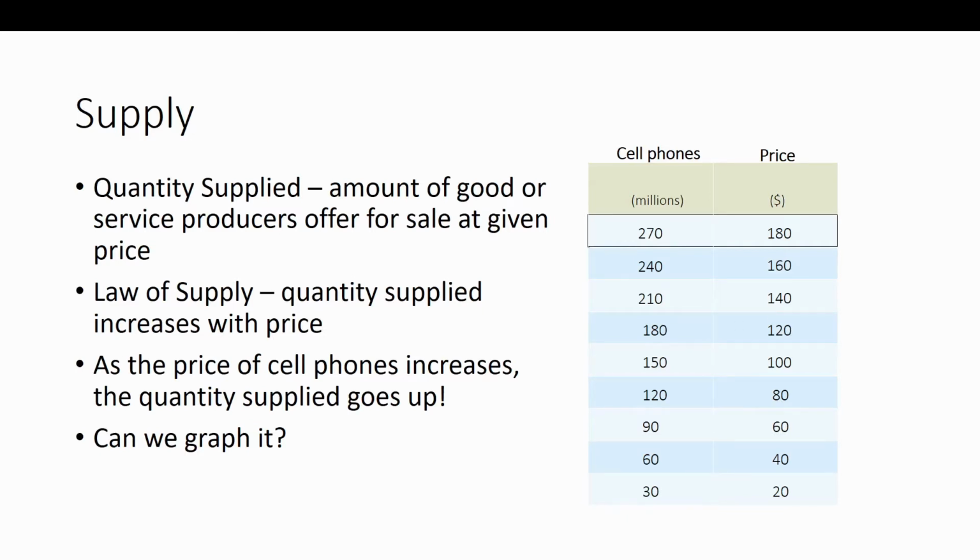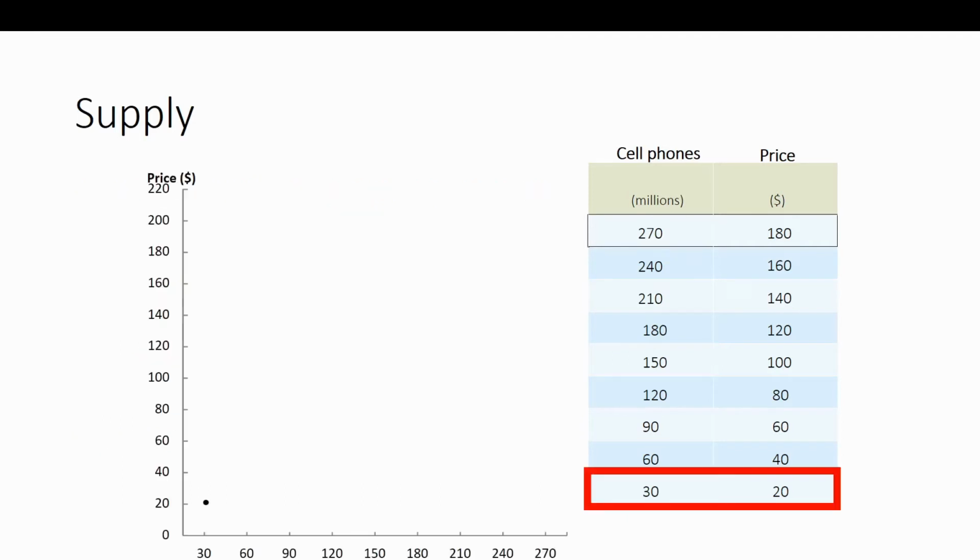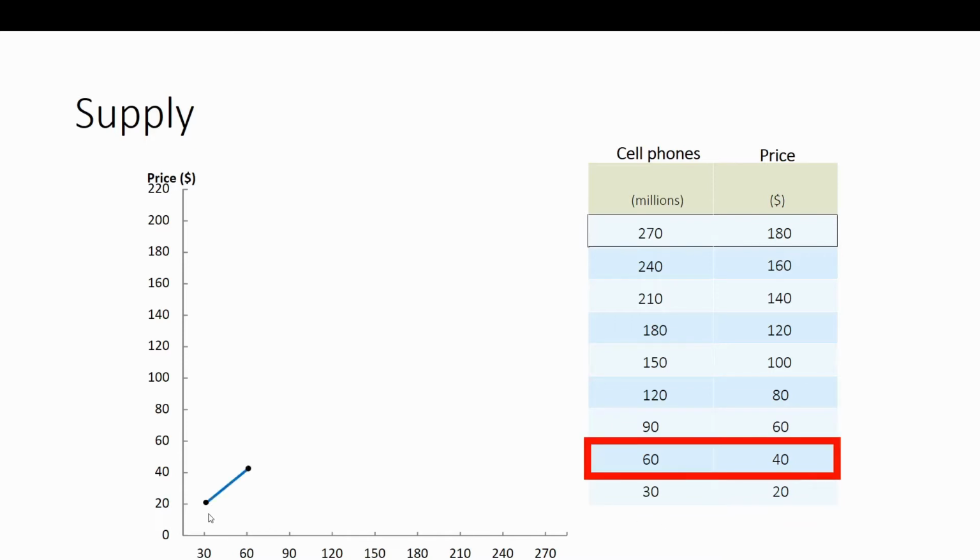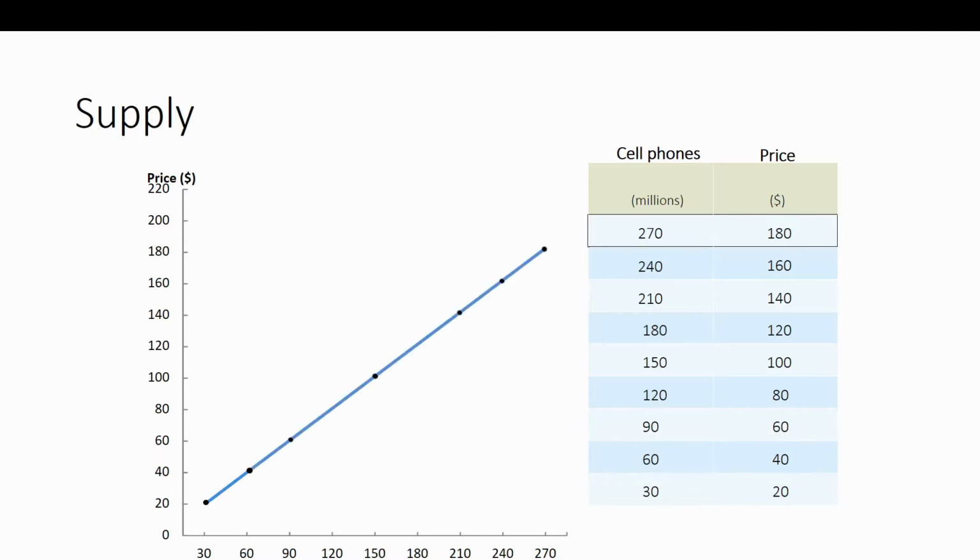Can we graph this? Well, just like demand, yes, we can. So we start down here at a price of $20. We'll sell 30 million cell phones. We can plot that point right here. If we move on up the curve, right, at the price of 40, we will sell 60 million cell phones. Okay? We can plot all of those points and make a nice little graph of supply just like that.